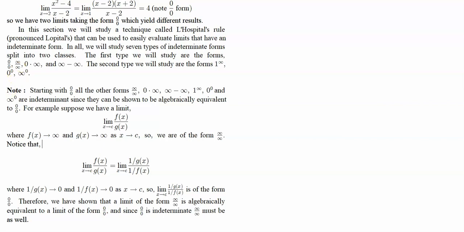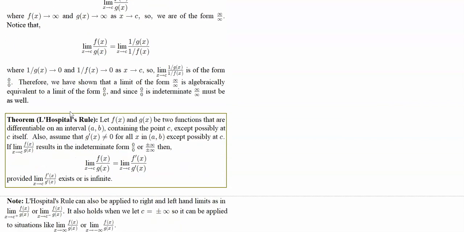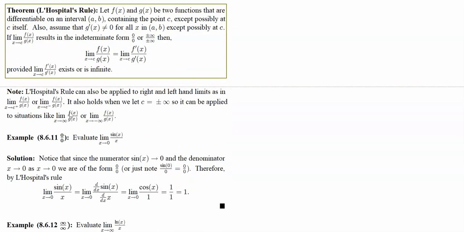Now let's take a look at the statement of L'Hopital's rule, then we'll look at a few examples, and then we'll take a look at the proof of L'Hopital's rule eventually. Now here's a statement for L'Hopital's rule for the case 0 over 0 or infinity over infinity.